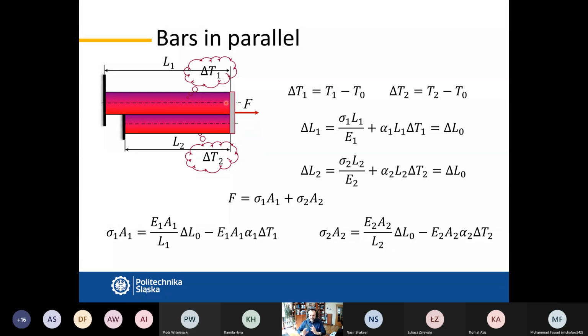So there would be a mutual interaction between these two members. And we discussed this issue and we tried to find out what the interaction will be. We assume that we have a temperature increase, different temperature change of both members, so delta T1 and delta T2. They could have different lengths, and they can be made of different materials.